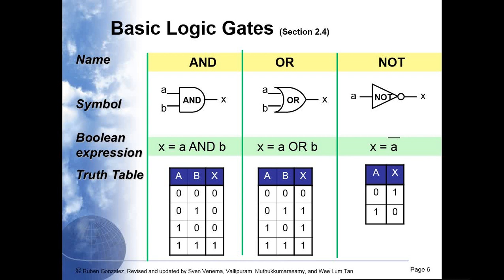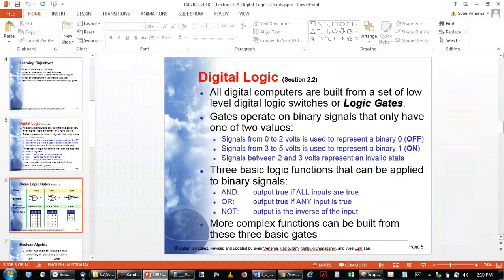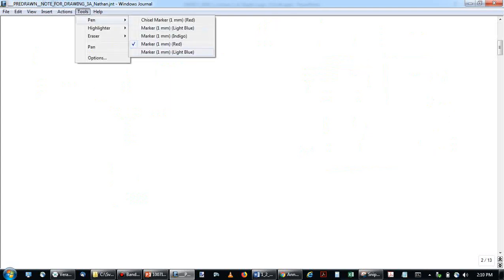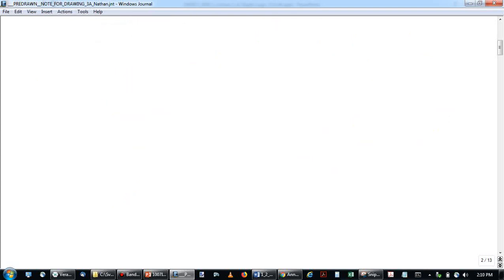And at the bottom is a truth table. So the truth table is all the inputs and all the outputs for that set of inputs. So let's have a look at what that means. We'll start with AND.